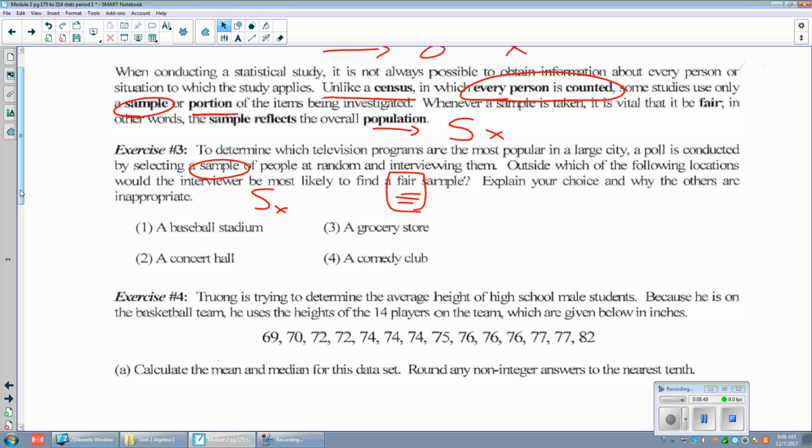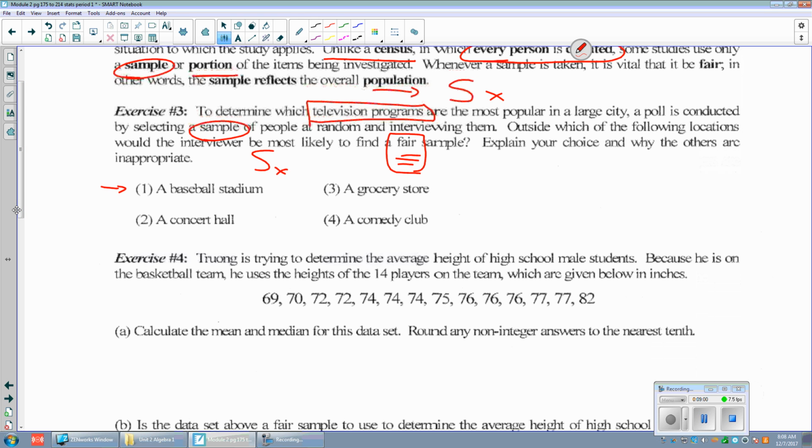So we're looking here at television programs. Are people in a baseball stadium going to like a specific channel on the TV more likely than another? Do you think they're going to like ESPN? I think they might like ESPN or some kind of sports channel. So this is not the best answer, but read all of them so far. A concert hall. They might like MTV. Okay. So this is not the best answer yet.